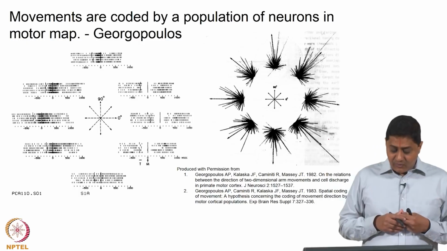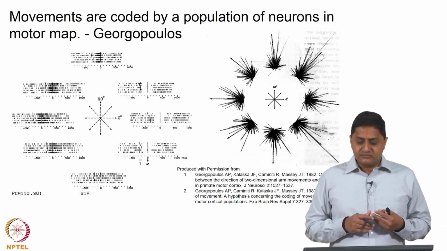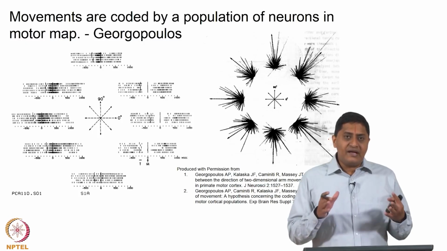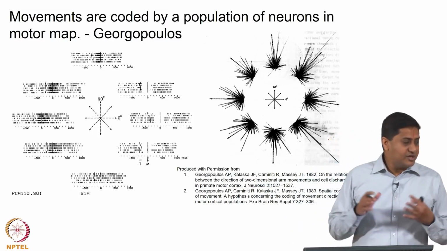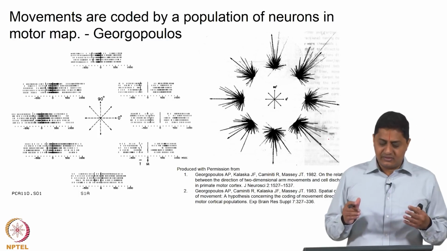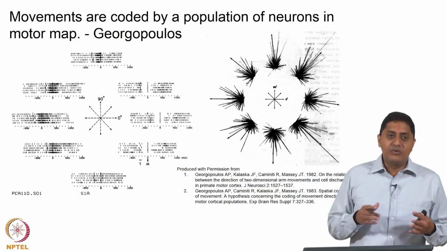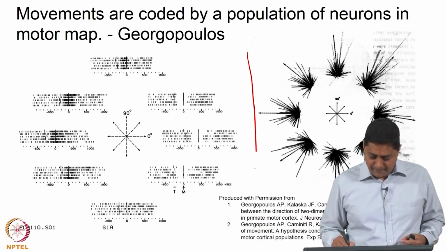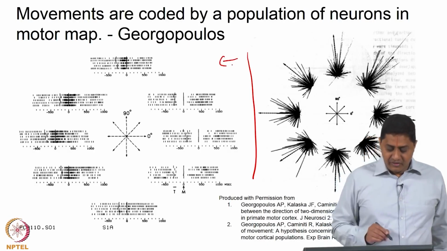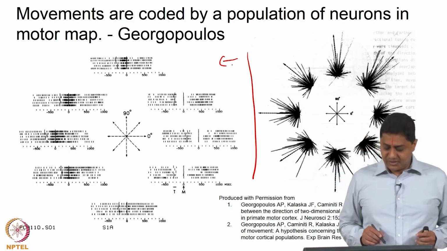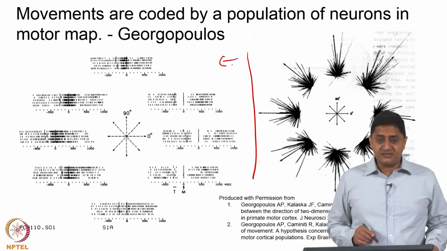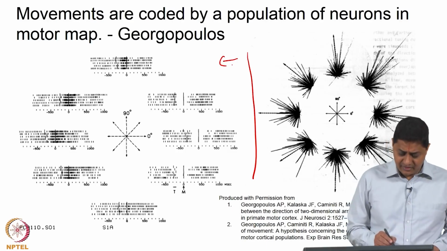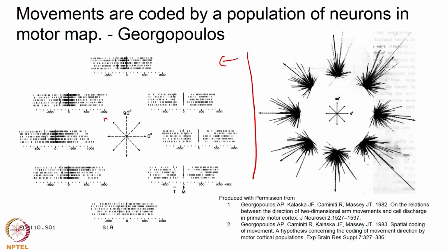And what they found was that when you take the combined activity of a population of neurons, then you could predict the movement direction. Let me try and explain. On the left you see activity of a single neuron. This neuron is very active in the 135 degree direction and the 180 degree direction.